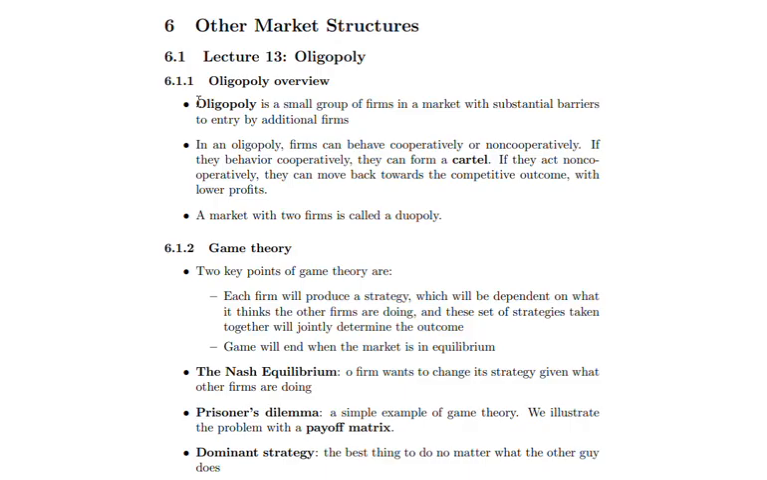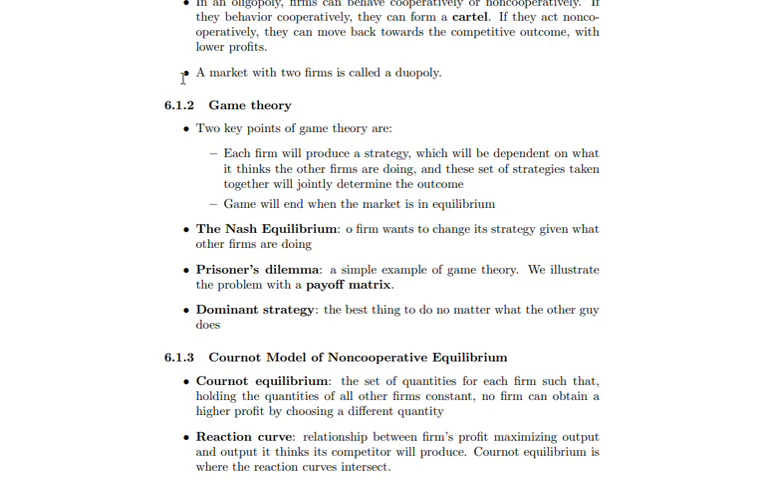In an oligopoly, firms can behave cooperatively or non-cooperatively. If they behave cooperatively, they can form a cartel. If they act non-cooperatively, they can move back towards the competitive outcome with lower profits. A market with two firms is called a duopoly. In oligopoly, game theory is very important.